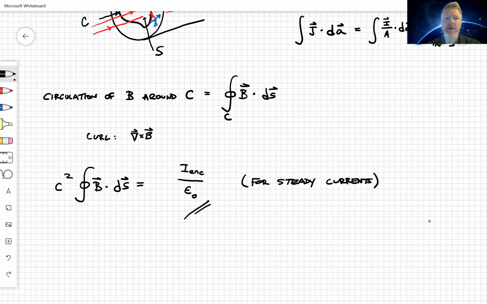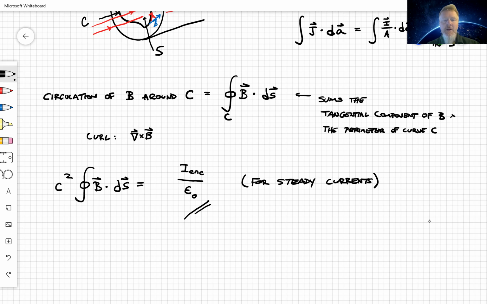One other thing I should probably note here is that I talked about this: it sums the tangent component of B times the perimeter. All right, that's what I meant to note there.